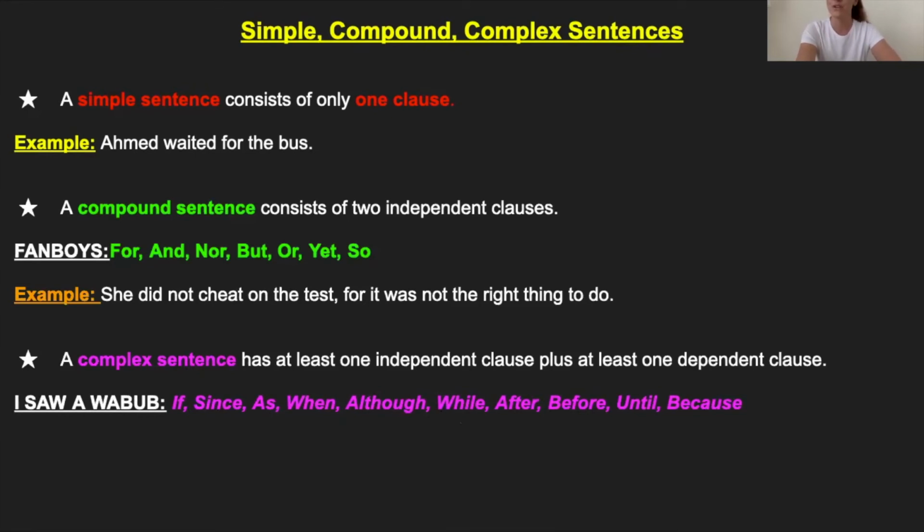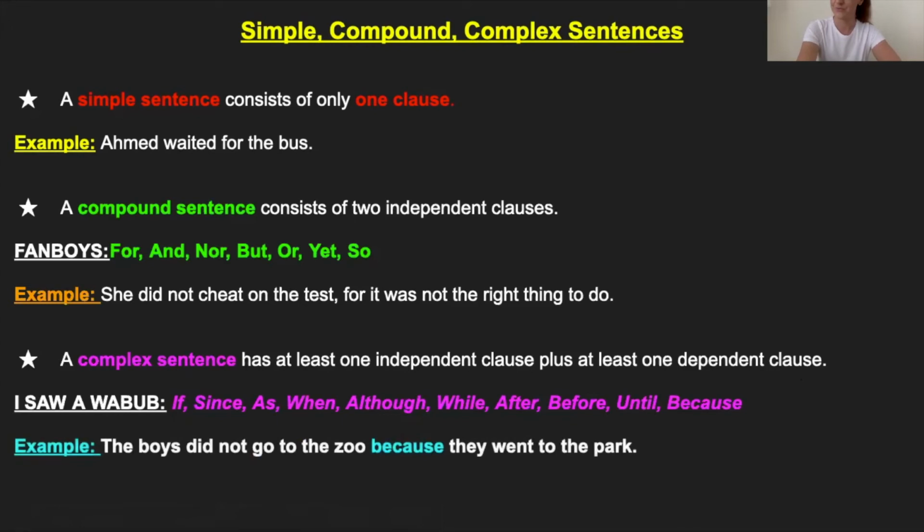Now, using one of those conjunctions, can you form your own complex sentence? Remember, you need an independent clause, you need your comma, a conjunction, and a dependent clause. Fantastic. An example is: the boys did not go to the zoo because they went to the park.